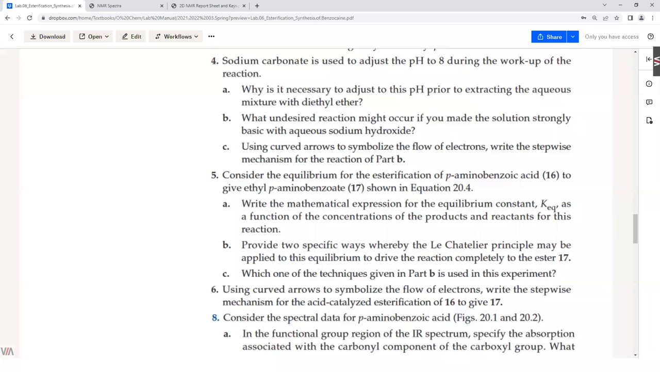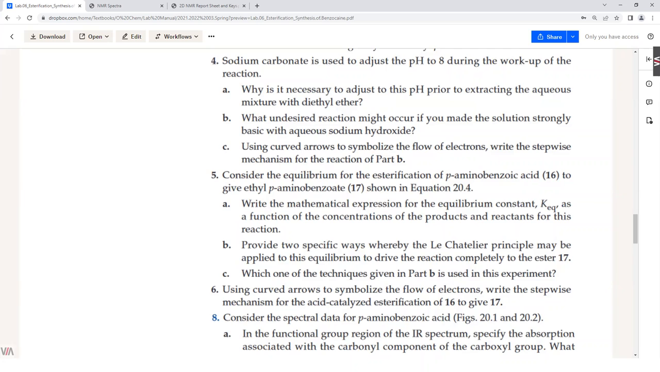Okay. So all they're really asking is, what could you do to get it to favor products by either raising one of these concentrations or dropping one of these concentrations in order to maximize your yield. That's what it was looking for. So it's a good review to go back and do that, but that was beyond what it was looking for in that question.